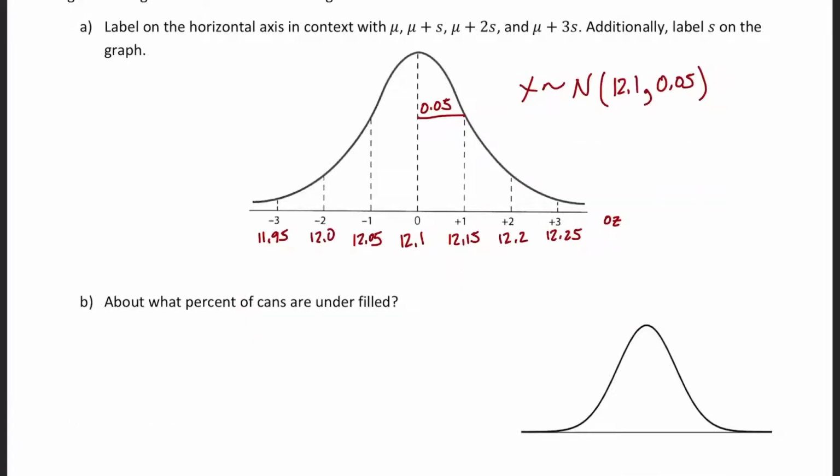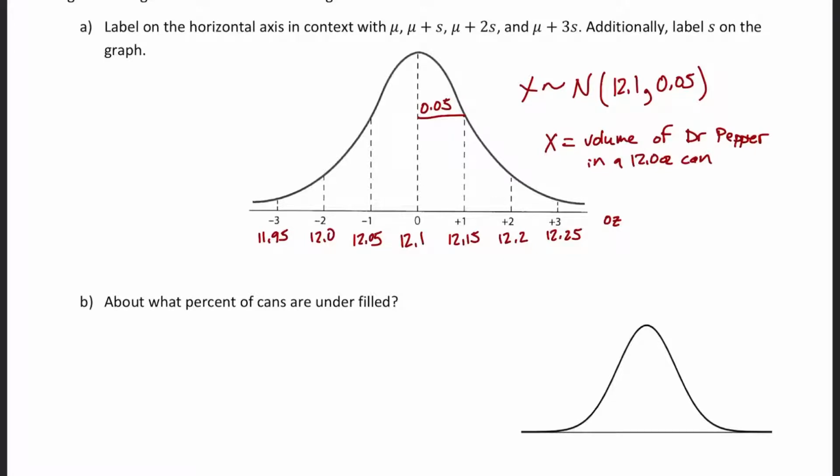All right, let's be clear what x is. So x is the volume of Dr. Pepper in a 12-ounce can. So let's write the probability statement for B. About what percent of cans are underfilled?